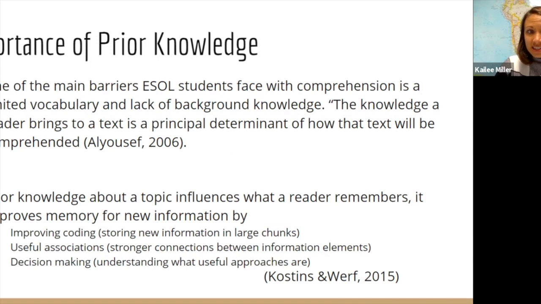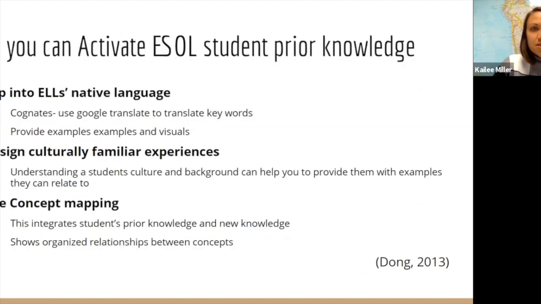deterrence of understanding comprehension. Prior knowledge about a topic influences what a reader remembers, and it improves memory for new information. So it improves coding skills, it has useful associations, and it is decision making. So what that means is helping to understand what the useful approaches are. So there are several different ways that you can activate ESOL students' prior knowledge.